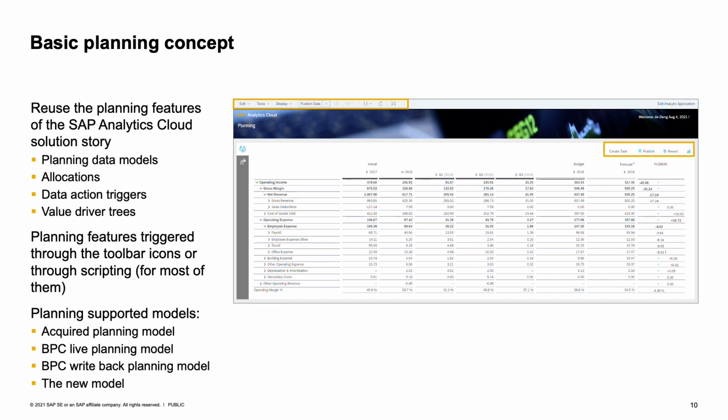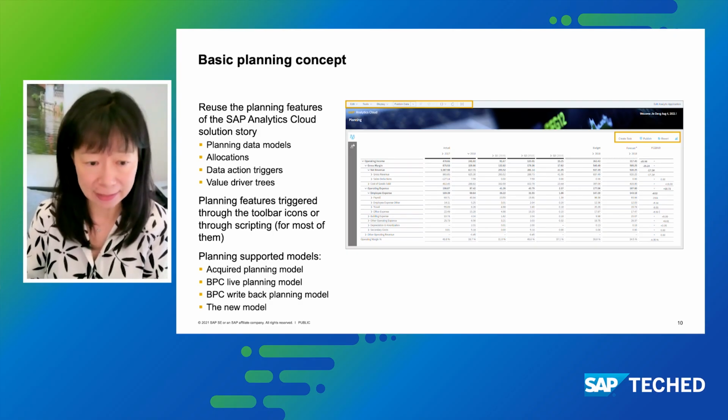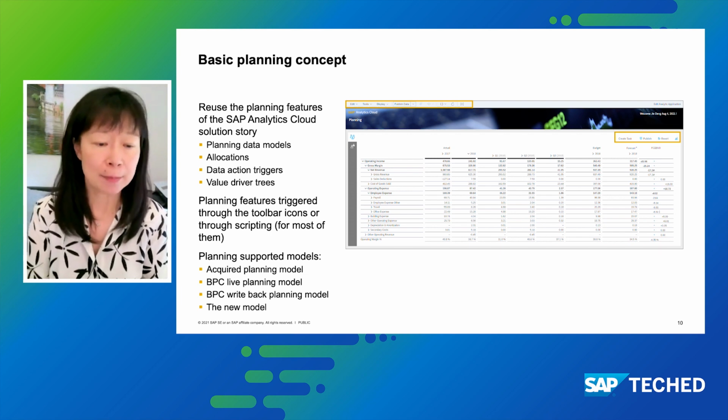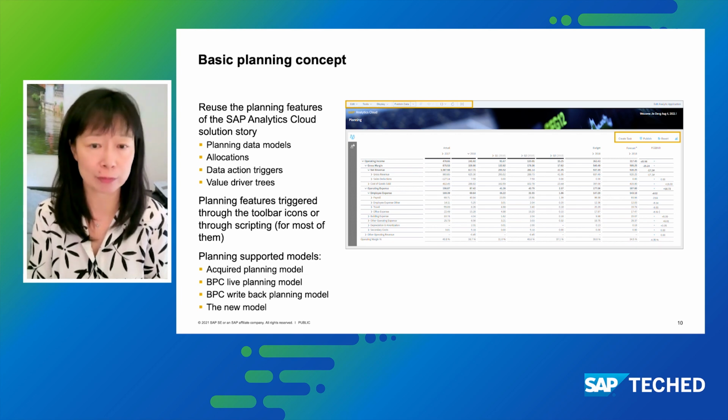This toolbar is also available in the Analytic Designer, so that you can directly trigger the planning functions from the toolbar. The second, most of the functionalities within the toolbar are exposed as a script API, so that you can very conveniently build your own widgets like buttons to trigger these planning functions, to reduce the complexity and reduce the clicks for your end users. And the supported planning models are the same as in a story: the planning model, BPC Live planning model, BPC Write Back planning model, and the new model.